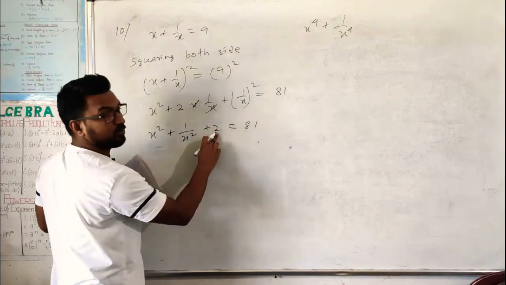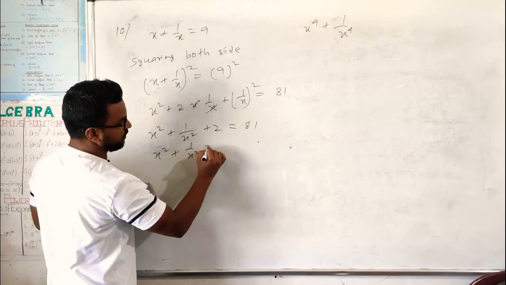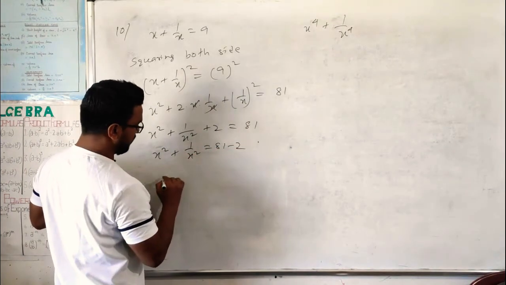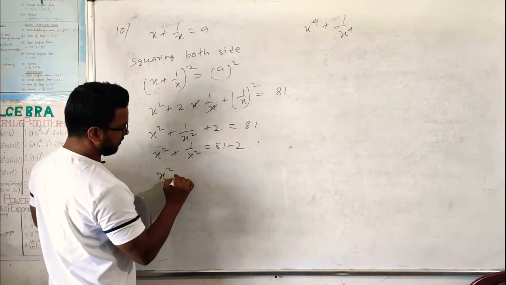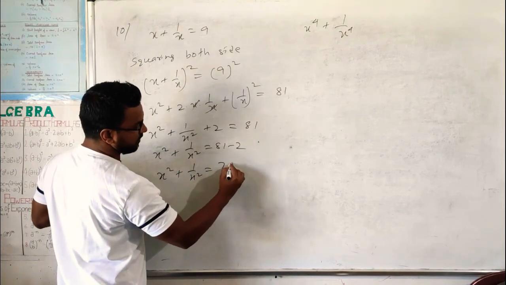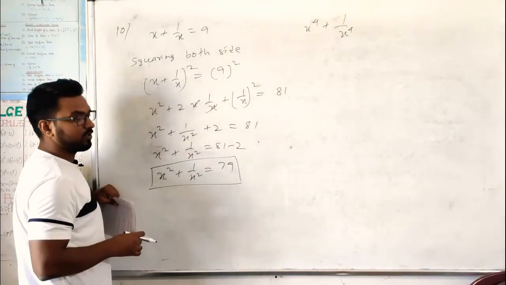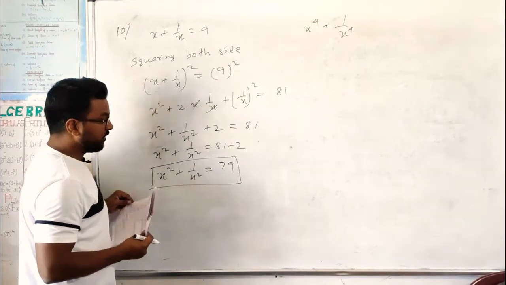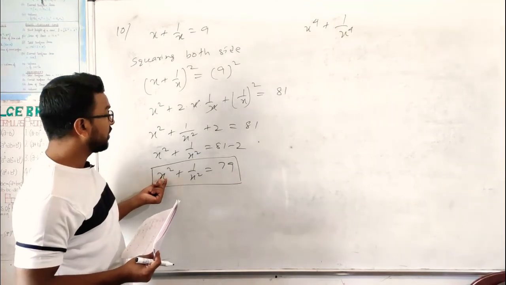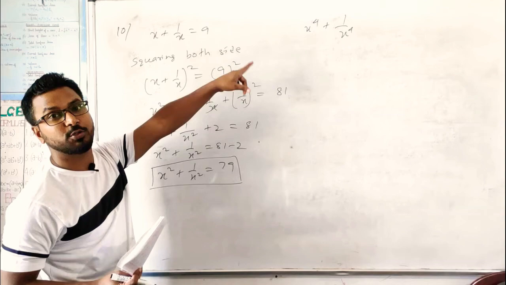Take this 2 to the other side, how much will you get? x square plus 1 by x square equals 81 minus 2. If you subtract this, you will get 79. So the value of x square plus 1 by x square is 79. But we need to find the value of x to the power 4 plus 1 by x to the power 4.